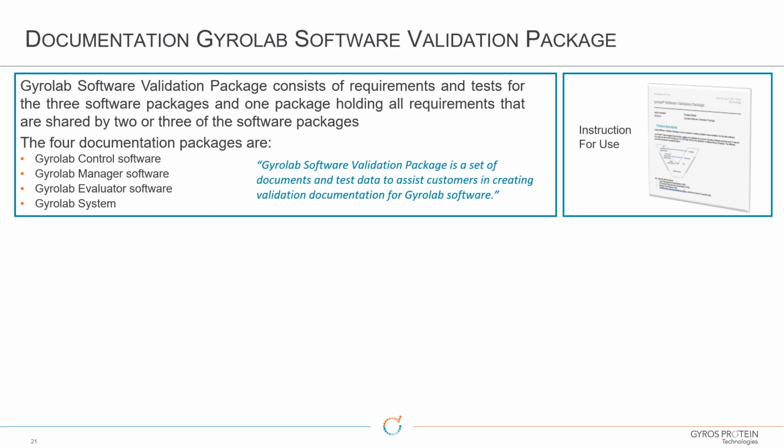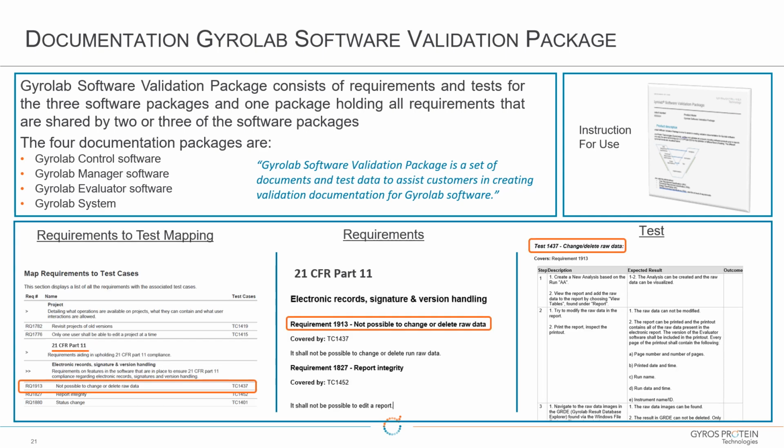This shows you your test mapping. It tells you what your requirements are, for example for CFR Part 11 compliance, and then it tells you what tests apply, and gives you your test case and how to test that requirement. That allows the user then to run through these tests, which would then demonstrate the CFR 21 Part 11 compliance of the software.